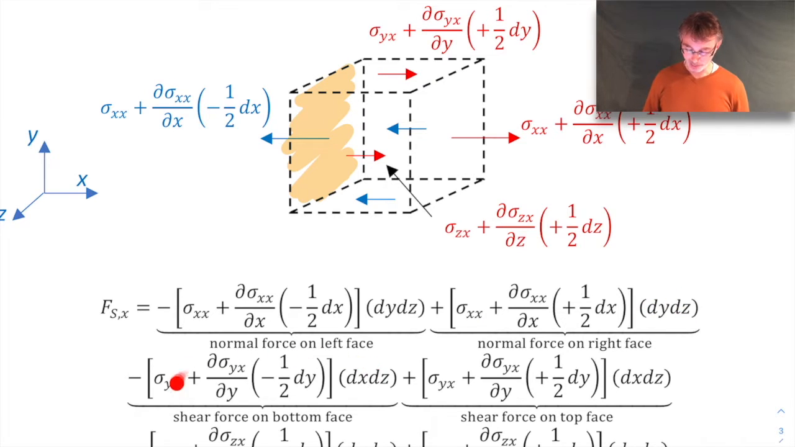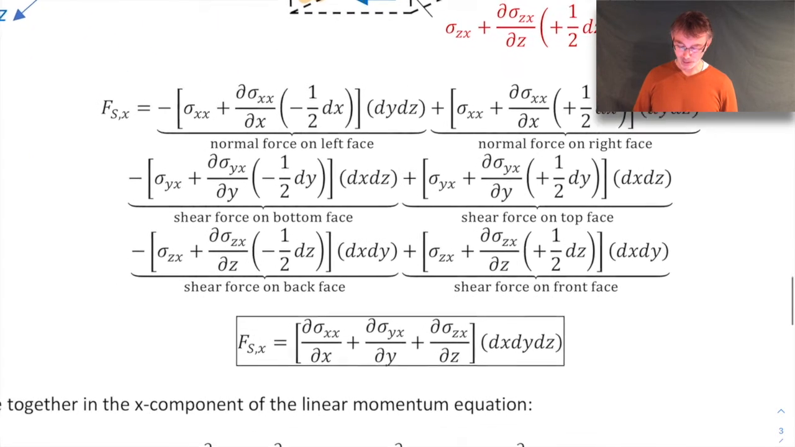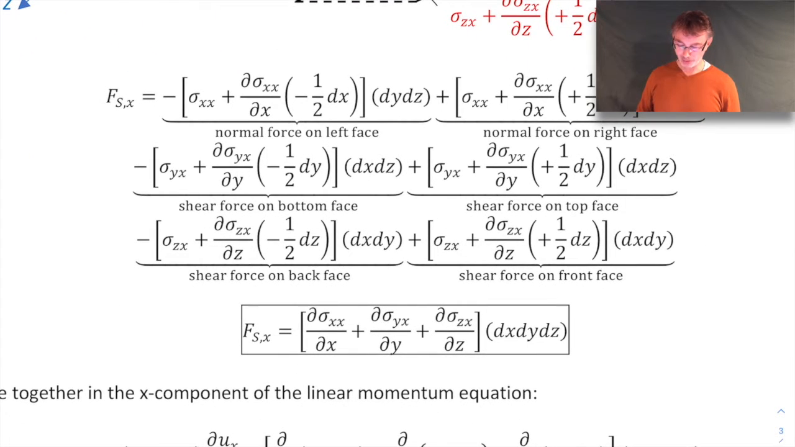You can do the same thing on the bottom face. Notice that the area on the bottom is different. It's dx times dz. There it is on the top face. Shear force on the back face, shear force on the front face. So these are all of the forces acting on the surface of that cube in the x direction. And that gives us our surface force in the x direction. And we can simplify that. And if you go through all the algebra to simplify it, it comes out to be something relatively straightforward as well. So now we have all the terms we need for our linear momentum equation.